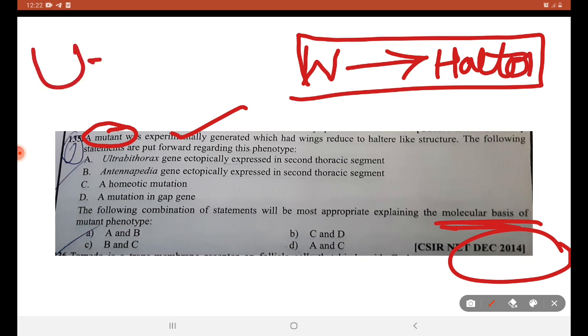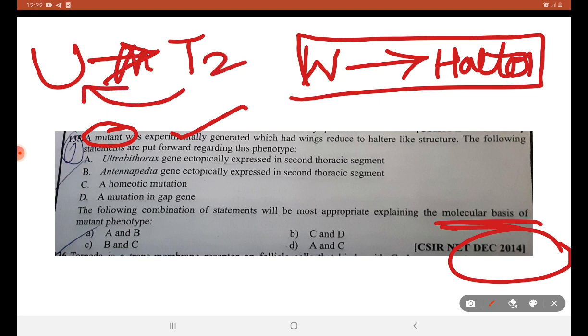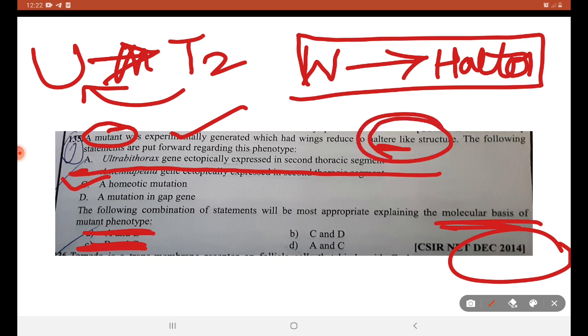That is, Ultrabithorax is expressed, that is T2 is made as Ultrabithorax. Wings are reduced to halter-like structure. So Antennapedia codes for wing. B is not the right answer; B is wrong. Homeotic mutation is correct. Ultrabithorax codes for halters, so halters are overexpressed. A is correct. A and C are the right answers.